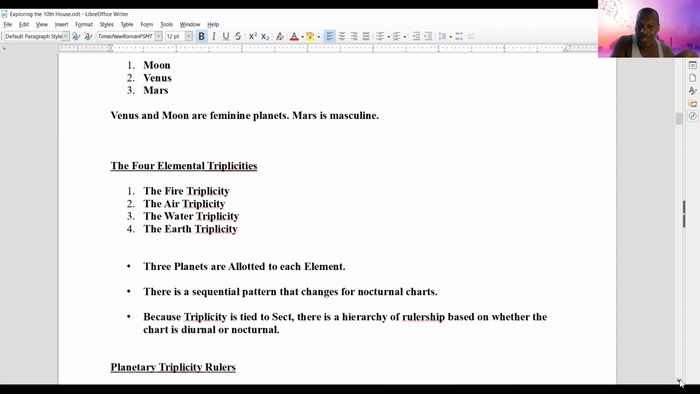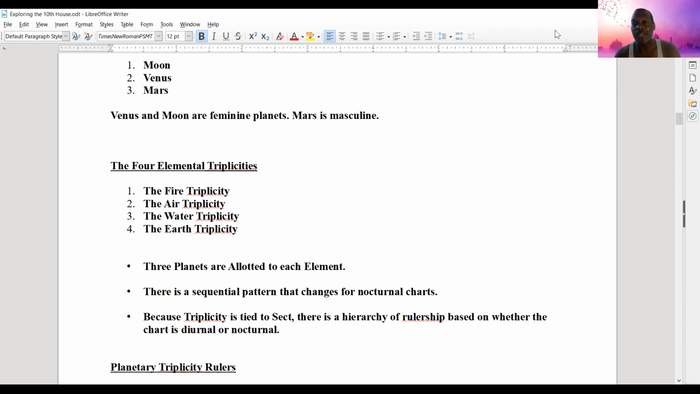There is a sequential pattern that changes for nocturnal charts. So there is a hierarchy. Because triplicity is tied to sect, there is a hierarchy of rulership based on whether the chart is diurnal or nocturnal. Okay, so any questions about that before I move on?